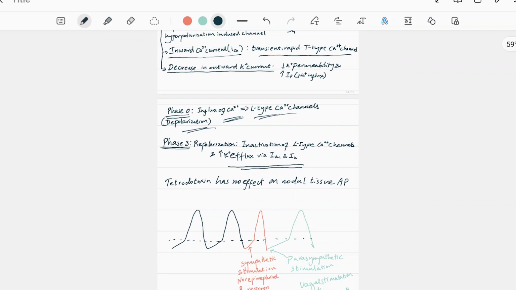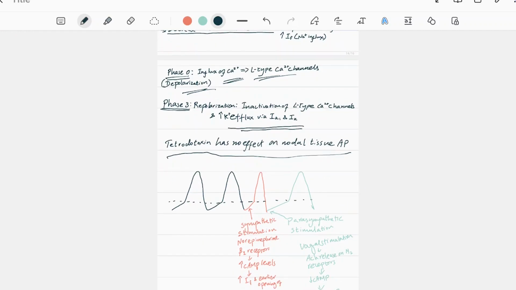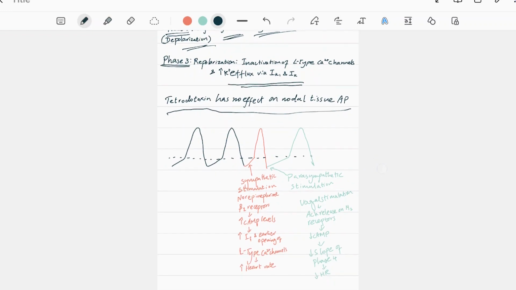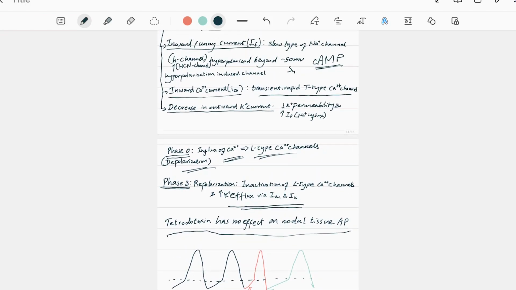And because this is nodal tissue, it does not have those fast voltage gated sodium channels. We have funny currents, but not the fast sodium currents which we studied before. So tetrodotoxin does not block the nodal tissue. It will block the cardiac muscle tissue, maybe, or the neural tissue, but not your nodal tissue of the heart.